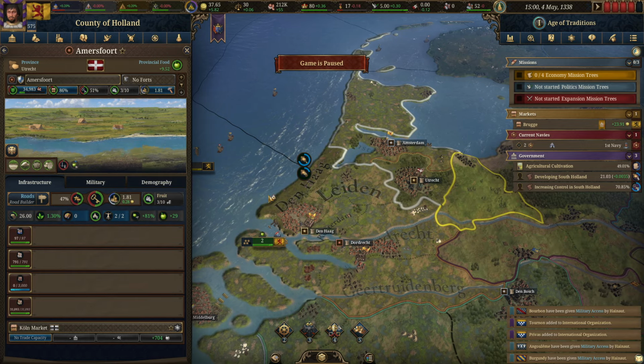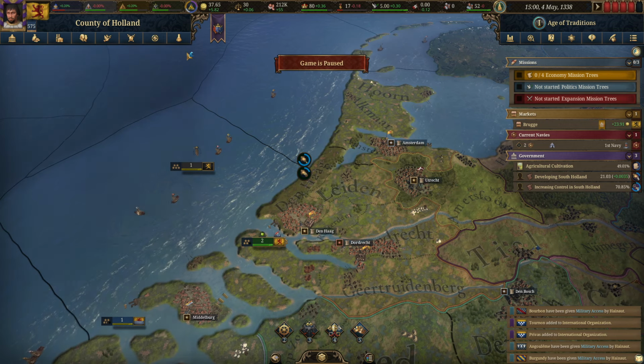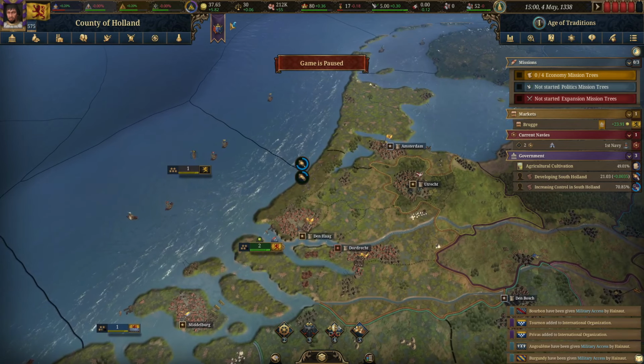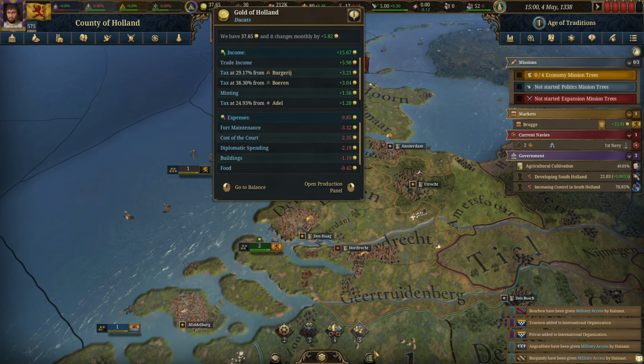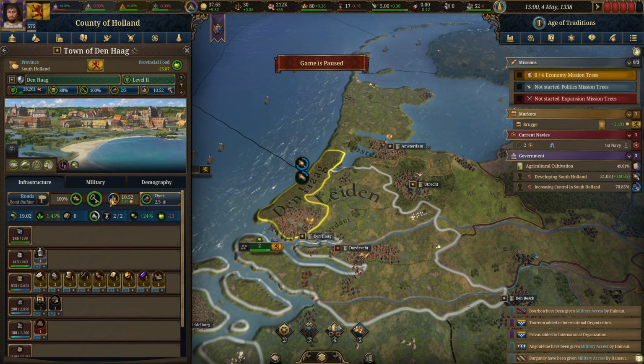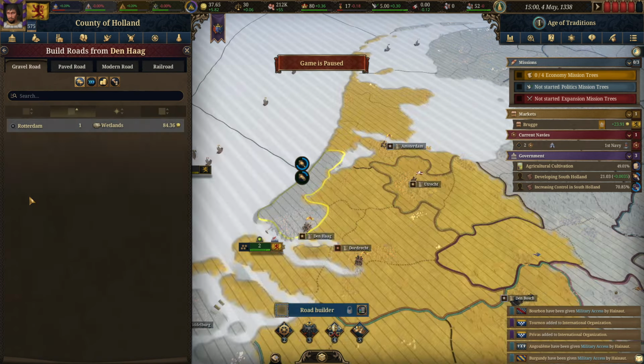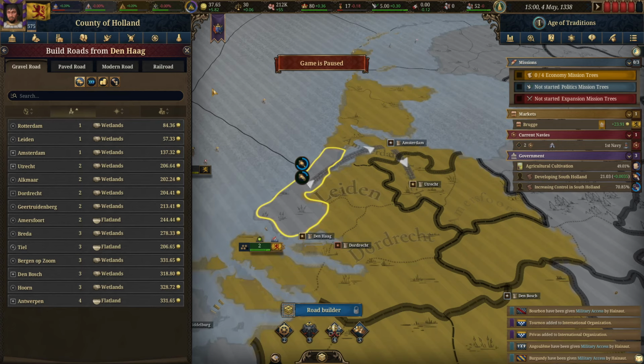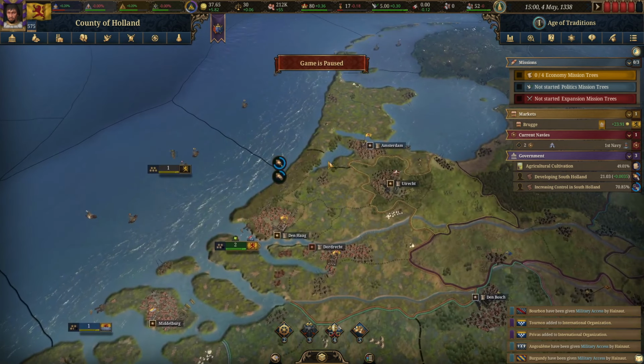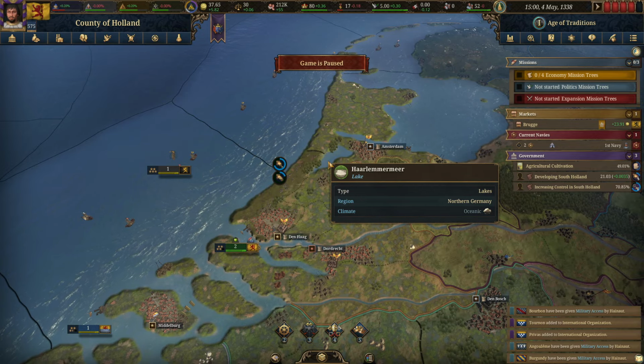It's just like that. Okay, so at the end of the day, if you do all these things, your net income will be positive, and then the last thing you need to do is try to connect everything with roads, build cities and towns where you see it fit, and let your empire grow.